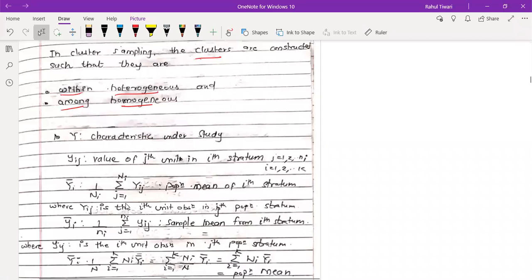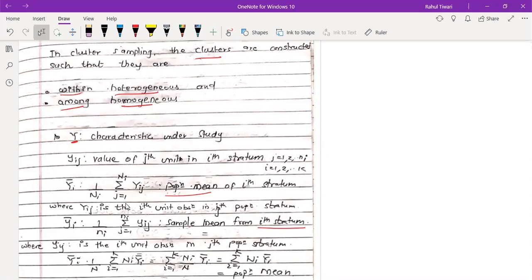So your y is basically the characteristic under study as usual. Yij is the value of jth unit in ith stratum, and we know i is running from 1 to k and j is running from 1 to n, a small sample. Y bar you can find, divide by capital N. Similarly, small y bar i divide by small n. But remember, here we have population, here we have a sample. So this is called the sample mean from ith stratum. This is called the population mean of the ith stratum.